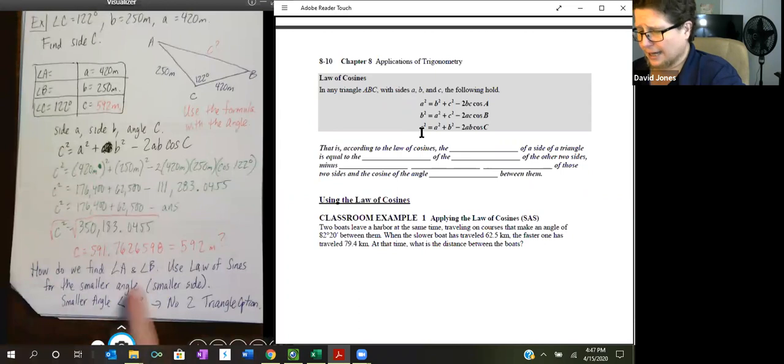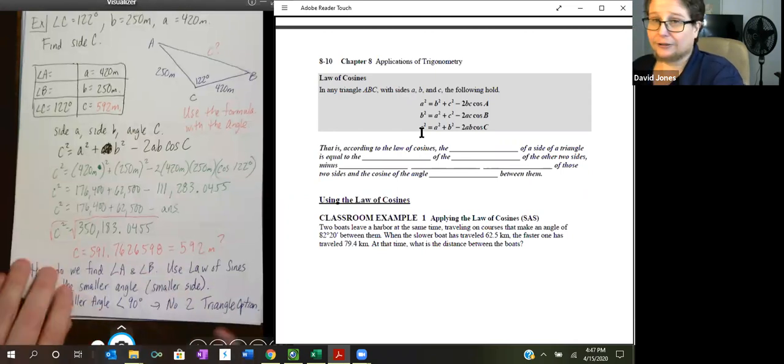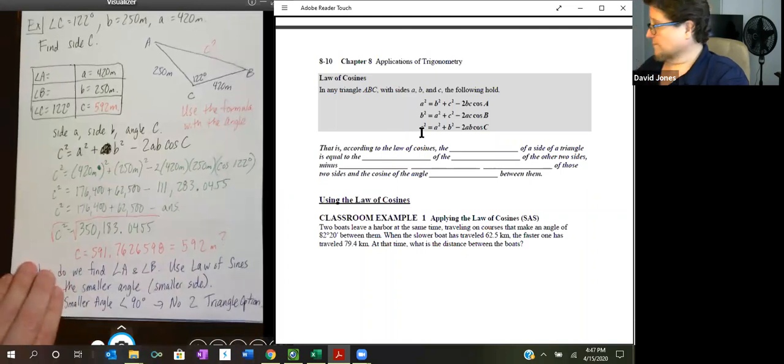Let's say angle A is smaller. If it's above 90 degrees, that means angle B has to be above 90 degrees. But angles A, B, and C have to add up to 180. If A and B are already bigger than 90 each, we're already above 180. C can't be a negative angle. Not on a triangle. Okay?